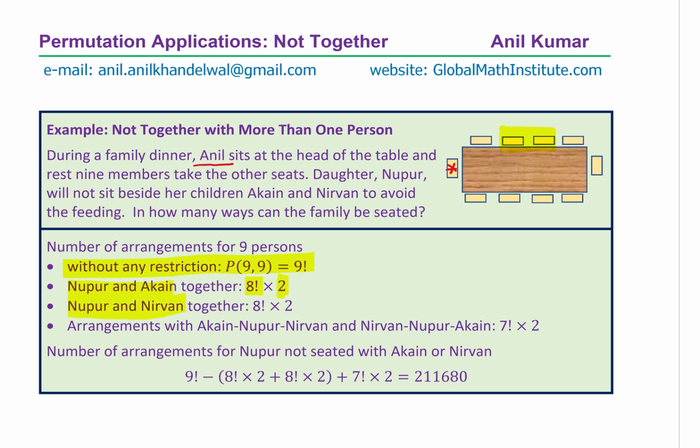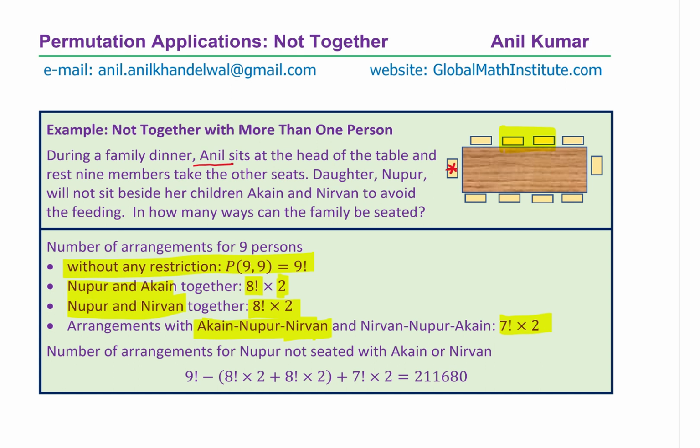Similarly, with Nupur and Nirvan, we have 8 factorial times 2 positions. The third arrangement, which we talked about, is where Nupur is in the center and we have Akain and Nirvan on either side. They could reverse this situation also. When the three are combined out of 9, we are left with 7 positions, right? So 7 factorial times 2 is the number of ways in which this arrangement can be made.